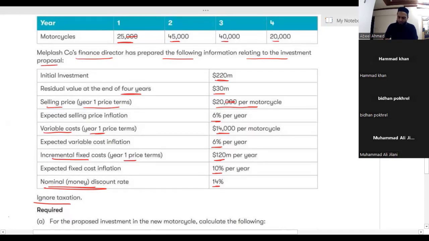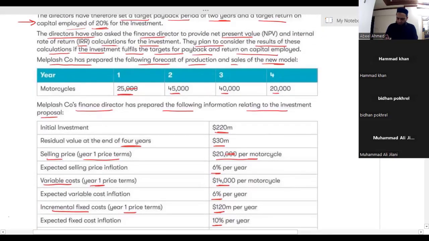How will we calculate the sales? Let me give you the idea, then we'll go towards Excel. In the first year, you'll be taking 25. Can I say multiply by 20? So the sales will be 500 million. The sales volume of the first year is 25,000, so I ignored 3 zeros and took 25. The selling price for the first year is 20, ignoring 3 zeros. Now, second year, we'll take 45 multiplied by 20 into 1.06, because inflation will be incorporated from the second year.